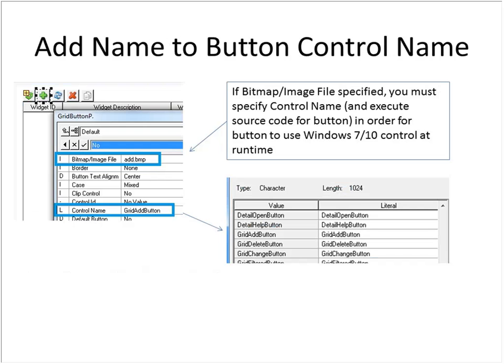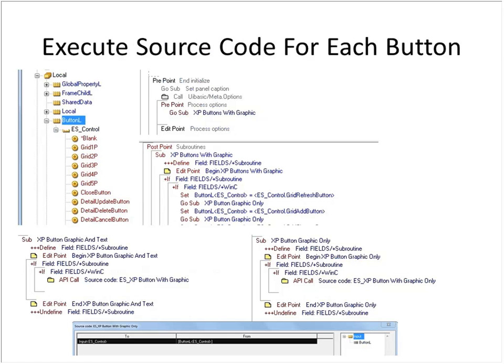So here again is the panel designer. This particular button has an add bitmap, and so I give that control a name of grid add button, because that is the add button above the grid. You might also have one down in the detail region that might be called detail add button. But whatever you pick, make sure that whatever name you give it here, you use that name in the action diagram that we're going to see next.